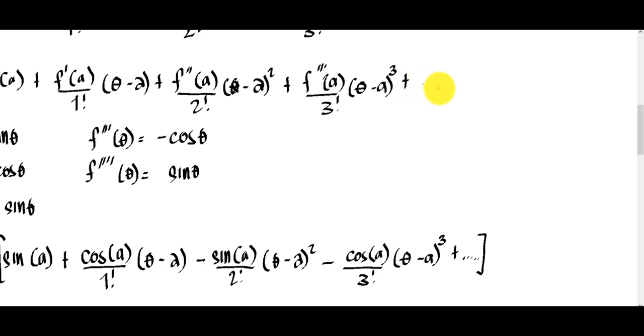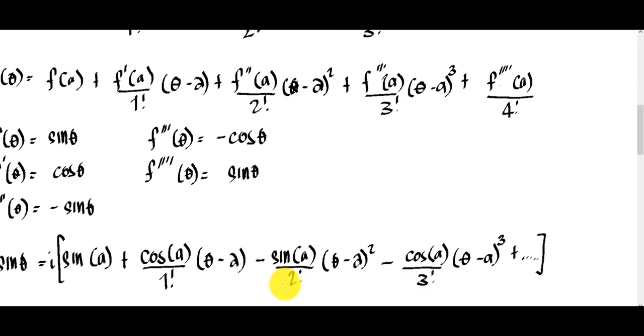For the last part here, I'm going to plus here the fourth derivative, 1, 2, 3, and 4, function of a divided by the fourth factorial. So the sine of theta will be 0. I'm going to add this one, then theta minus a raised to 4.